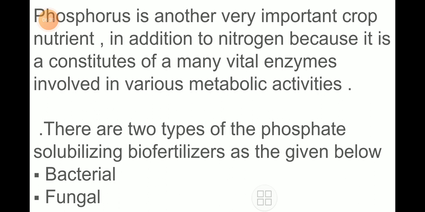Now, phosphorus is another very important crop nutrient in addition to nitrogen, because it is a constituent of many vital enzymes. As in the last lecture we have seen, although 78% nitrogen is present in the atmosphere, that is not used by many plants. Only specific organisms having the capacity to convert it into a usable form make it available to other plants, through mechanisms developed in some algae or some bacteria, isn't it?